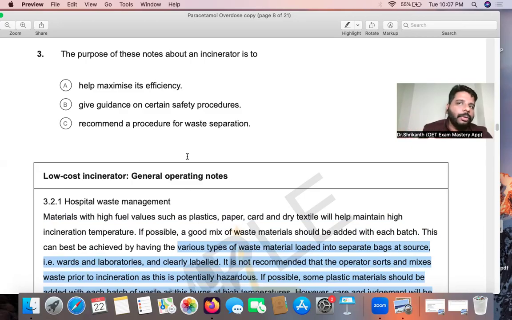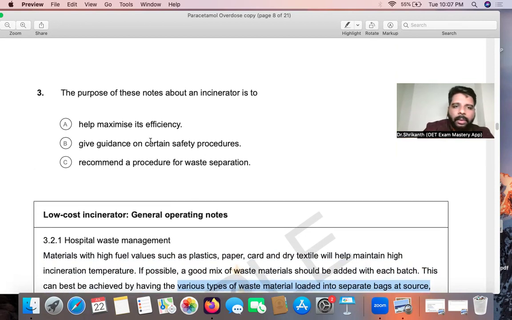OET is not giving you marks for reading the paragraphs. So that is strategy number one. Now, how should you read the questions? Simply reading: the purpose of these notes about the incinerator is to help maximize its efficiency, give guidance on certain safety procedures, recommend a procedure for waste separation. Are you supposed to read like this, or should you actually put in some effort and understand the meaning?